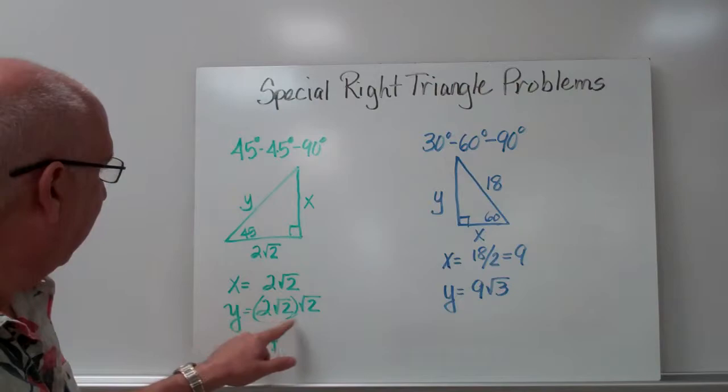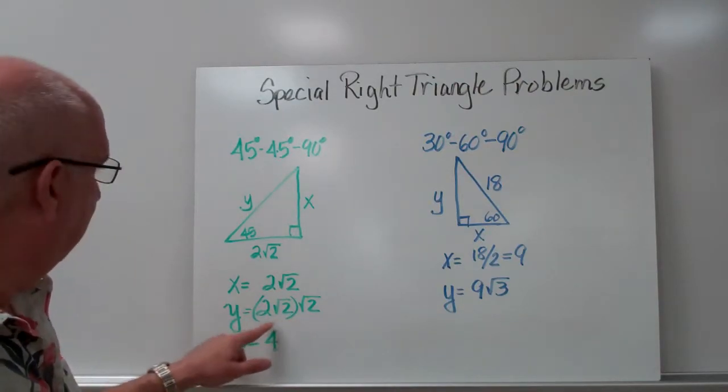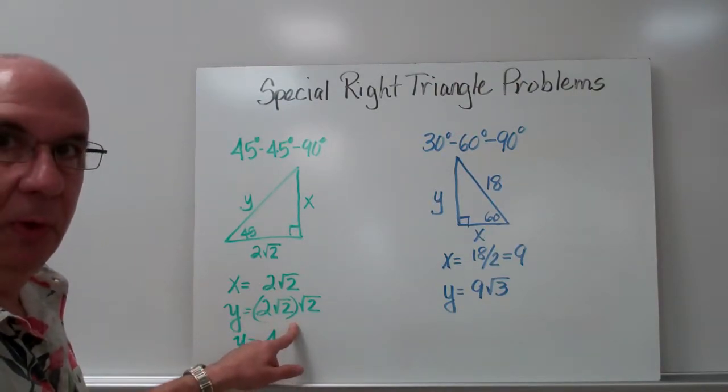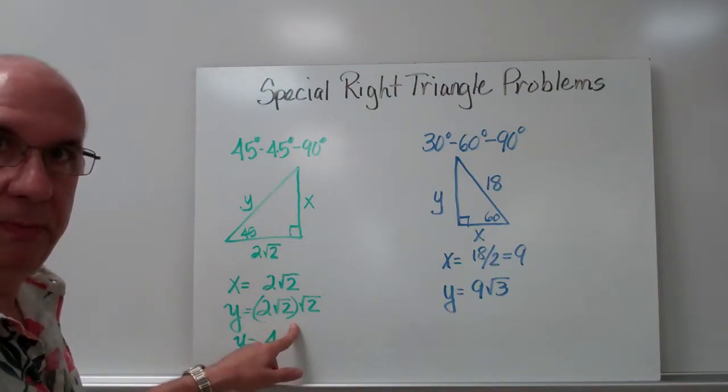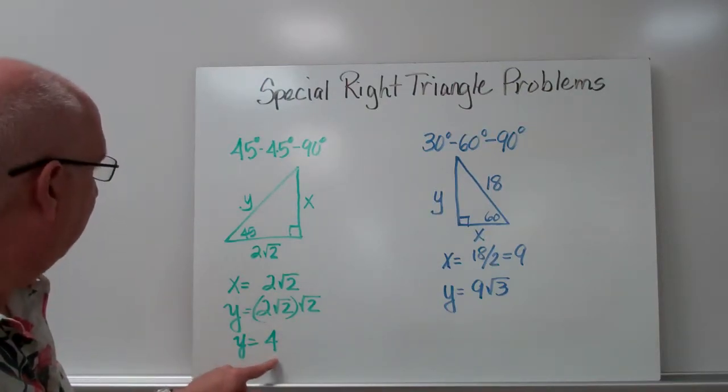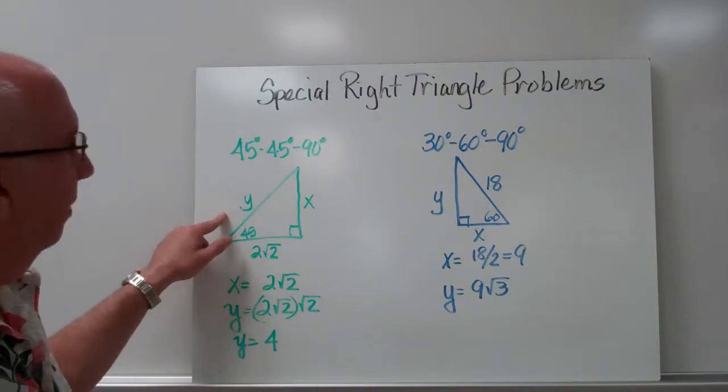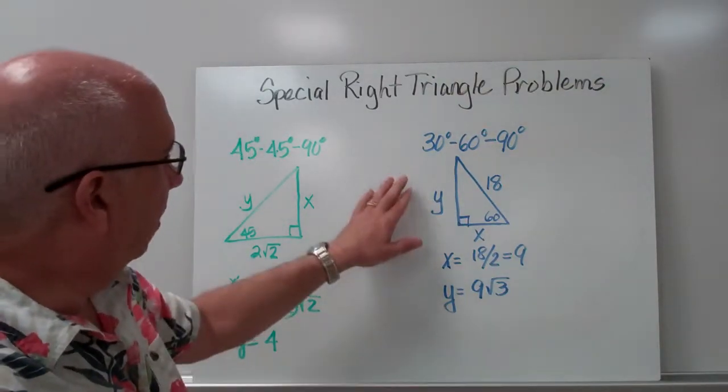We still have to multiply that times the square root of 2, which gives me 2 times the square root of 4. Square root of 4 is 2. So 2 times 2 is 4. Y here is 4.